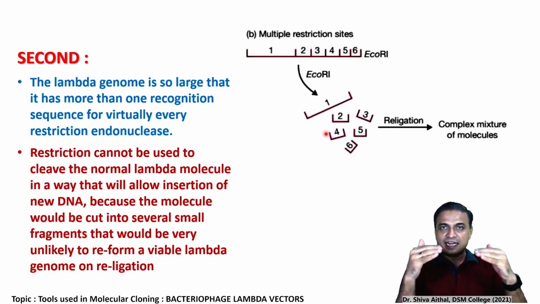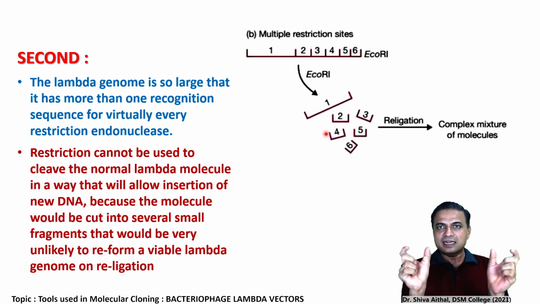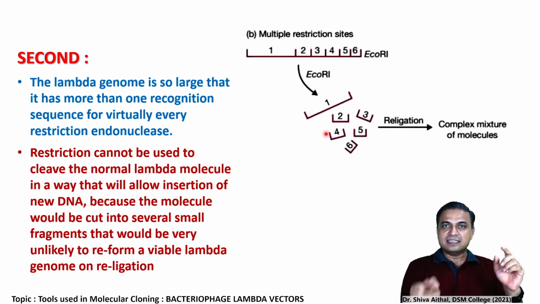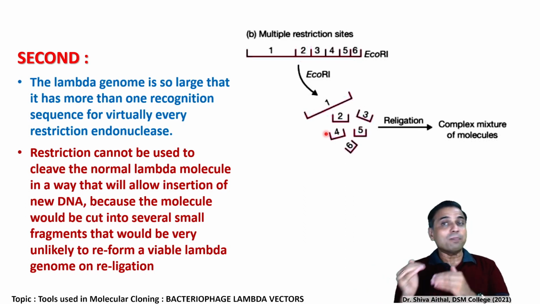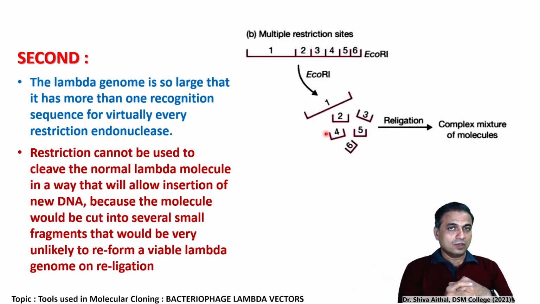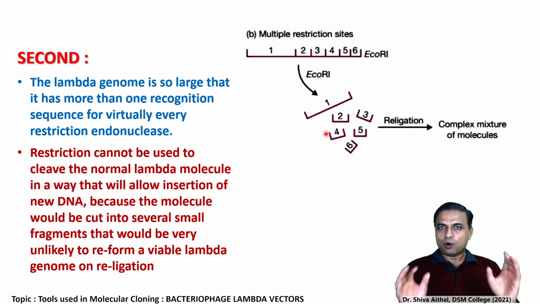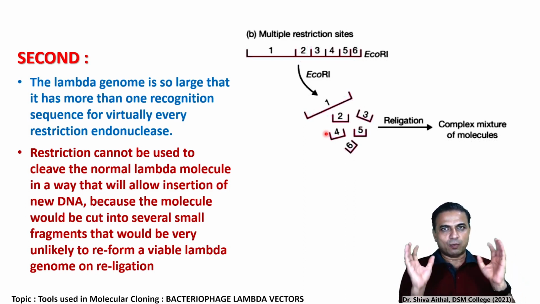There is end to end ligation. As all the ends are compatible with each other, as it is being cut by the same restriction endonuclease, they can ligate. 2 can ligate with 6, 5 can ligate with 6. So there will be a random religation which will give rise to a complex mixture of molecules. So you never know what is the part where you are going to insert the gene of interest. So the lambda genome's second problem is the multiple restriction site problem.